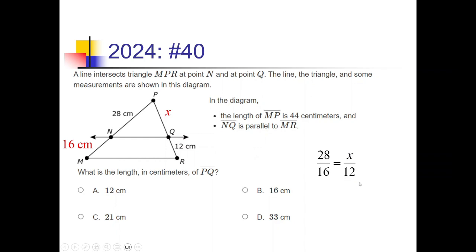I'm going to cross multiply in a moment, but let me just reduce this 28 over 16 first to 7 over 4. That's going to make it a little bit easier to solve for X. Now if I cross multiply, I've got 4 times X on one side, 7 times 12, which is 84, on the other. And then dividing both sides by 4, I get X equals 21, which gives me answer choice C.